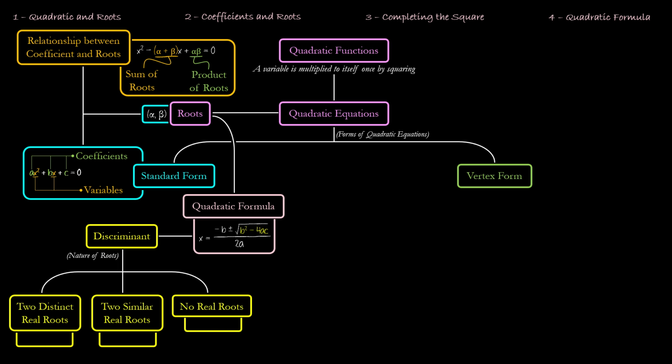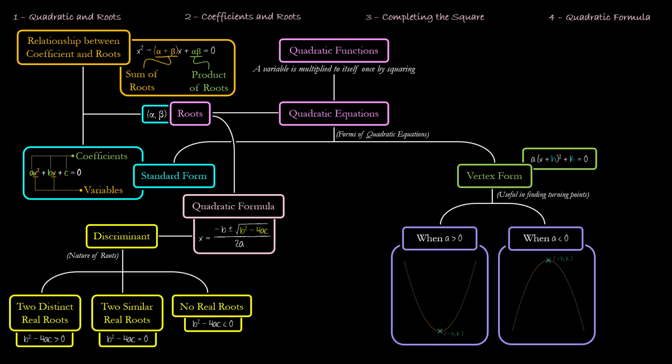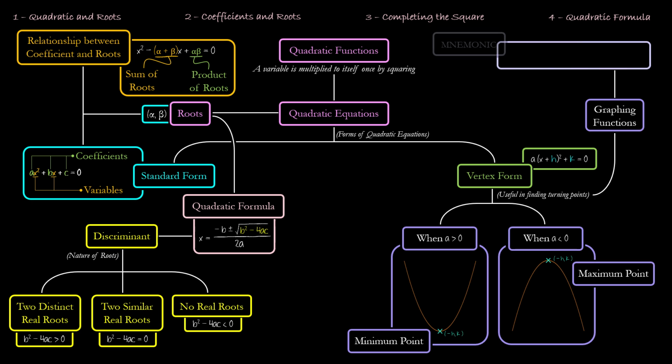The vertex form, on the other hand, is useful to determine the coordinates of the turning point. This is especially important when we are required to sketch it out. Lastly, we can use a 4-step method to sketch the graph, and this can be remembered easily through the mnemonic "should I turn around."